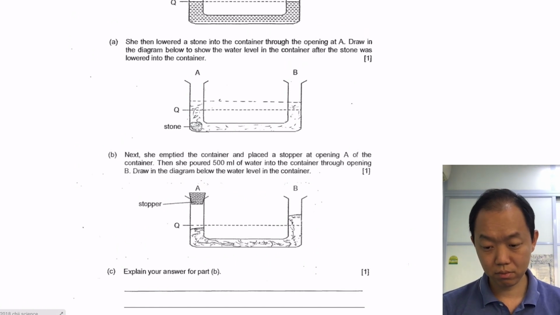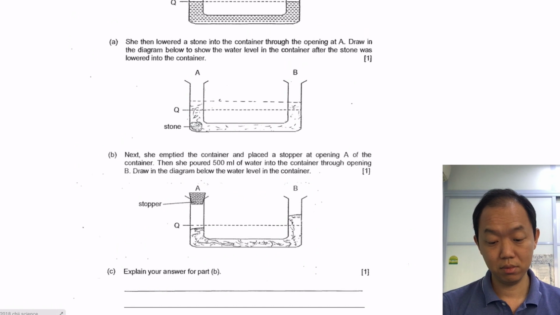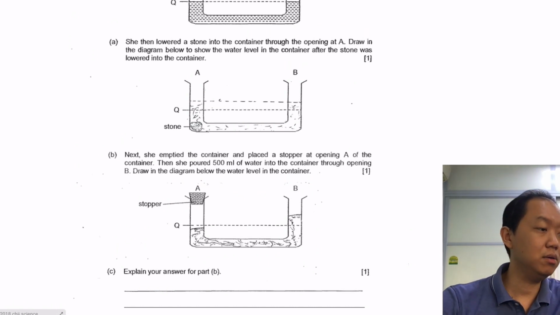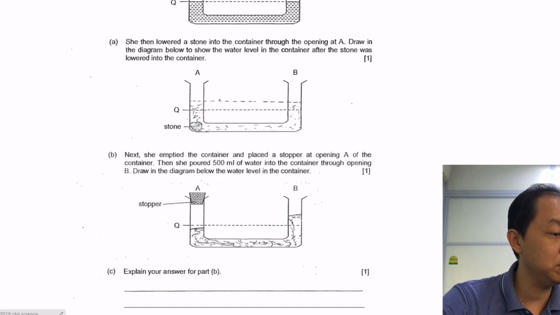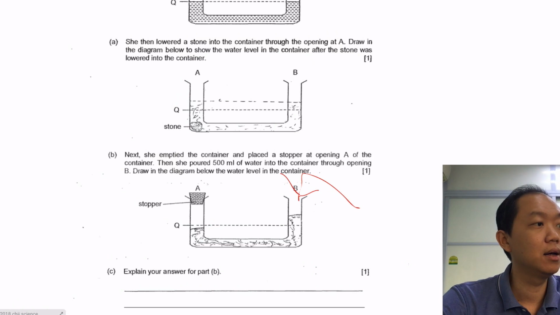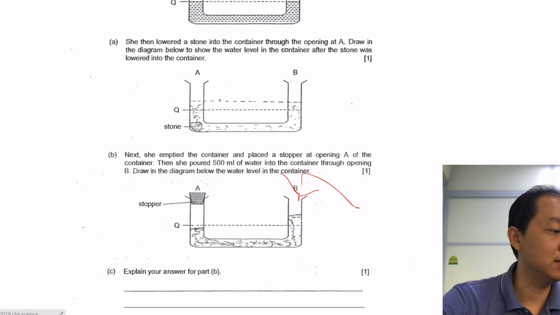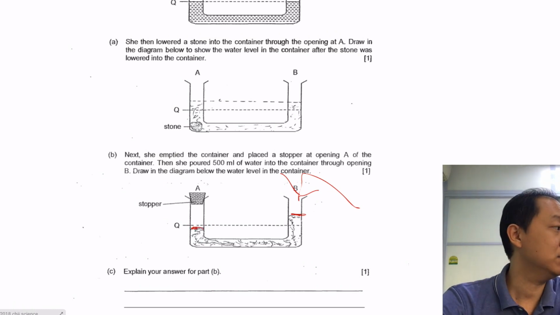So next she emptied the container and placed a stopper at opening A. Then she poured 500 ml of water into the container through opening B. Oh, okay, so what will it look like? Now you put a stopper here and then you pour water inside from here. When water pours in from this side, is it going to fill up the whole thing? No, why? Yeah, there's air. And the other thing is that the water level here is higher than this. How come? Because the air over here takes up the space.